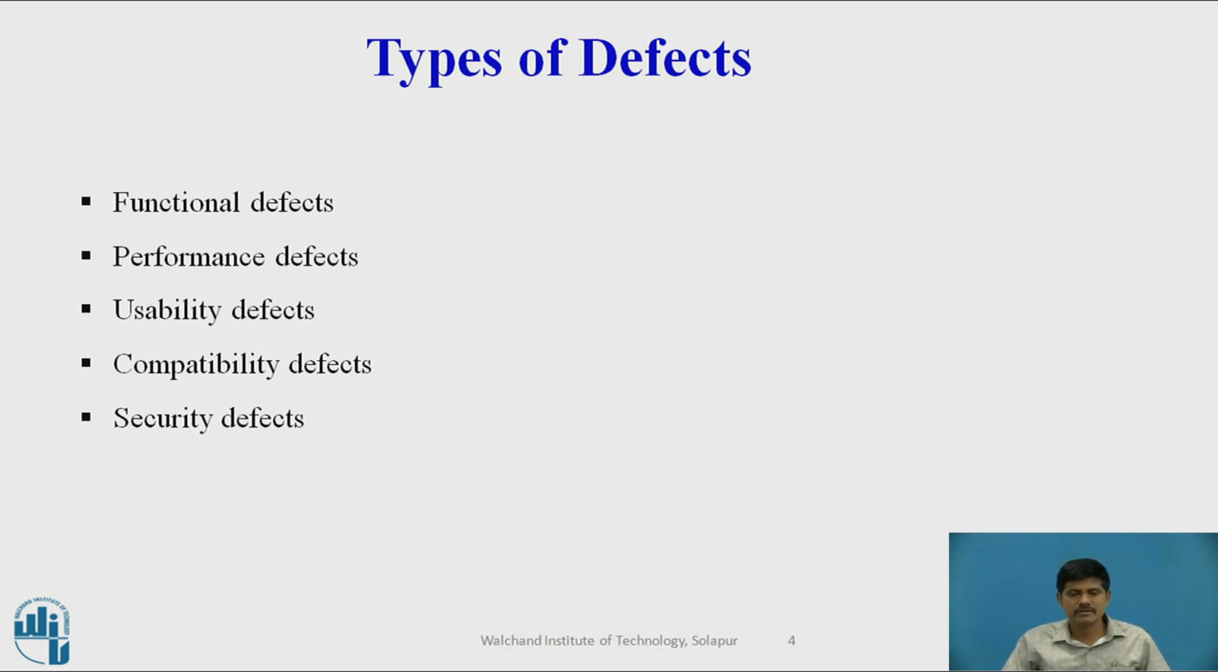Functional defects are the defects related to the functionality of the software, and performance defects are the defects or flaws which affect the performance of the application. Usability defects are the defects related to the user interface, and compatibility defects are the defects or flaws affecting the compatibility mode of the application. Then security defects, these are also a very important type of defect. They affect the security of the application.